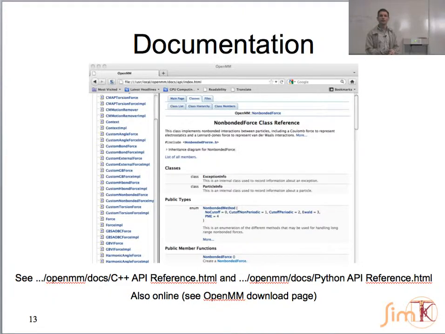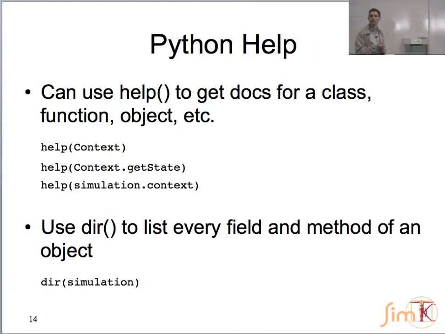Documentation is very, very important. All the API documentation is available. If you look in the docs folder where you installed it, you'll find two files called C++ API reference and Python API reference. Bring those up in your web browser to get a nice browsable interface to all the API documentation. If you are running on Amazon, so it might not be so easy for you to do that, the same documentation is also online. Just go to the OpenMM downloads page and you'll find links to it right there.